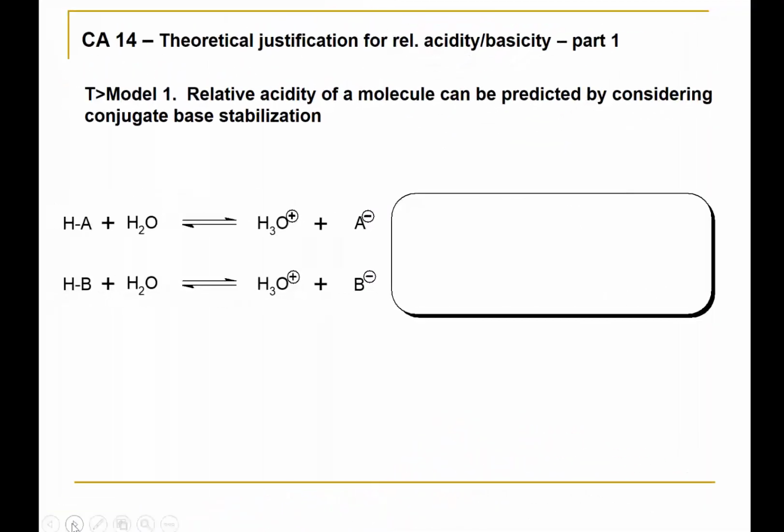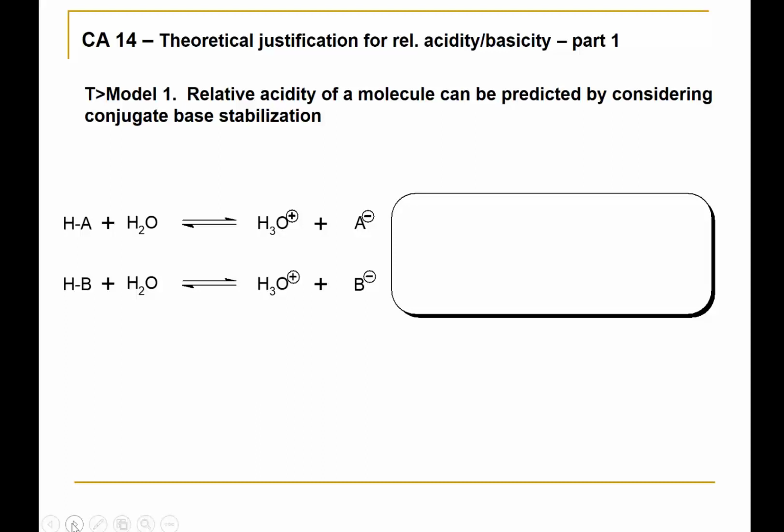We turn our attention to teaching model number 1, which lays out the framework by which we're going to look at this. So for instance, if we compare two acids, HA and HB, we'll let both of them react with water to form the hydronium ion and the corresponding conjugate base. The premise is that in order to predict in a theoretical way which acid is going to be stronger, we don't focus on the neutral acid, HA and HB, but rather we look at the corresponding negatively charged conjugate bases.